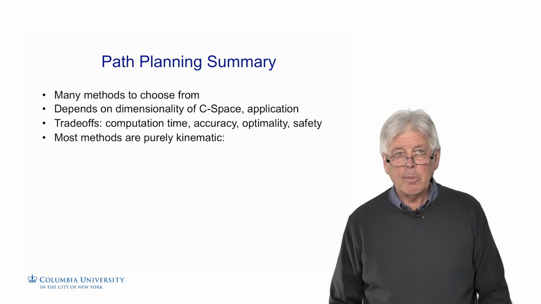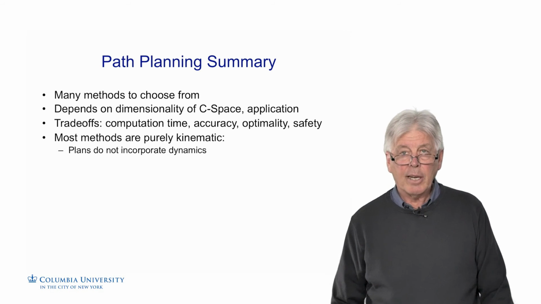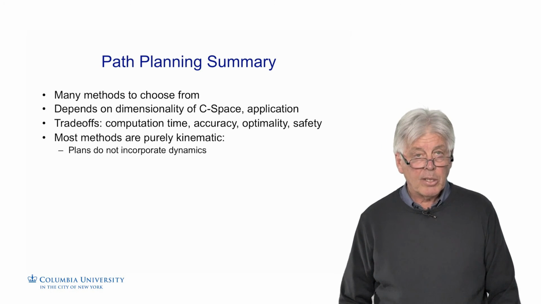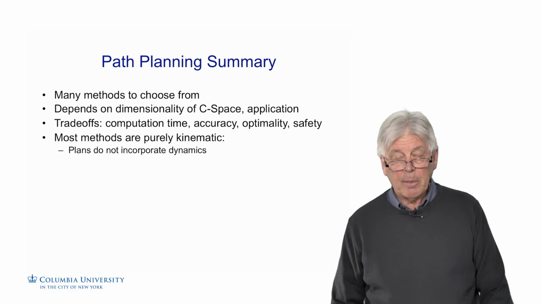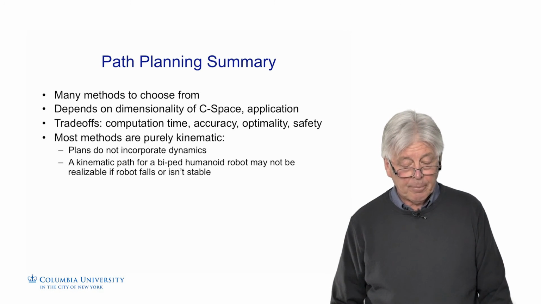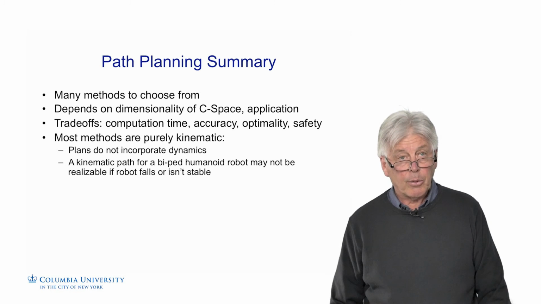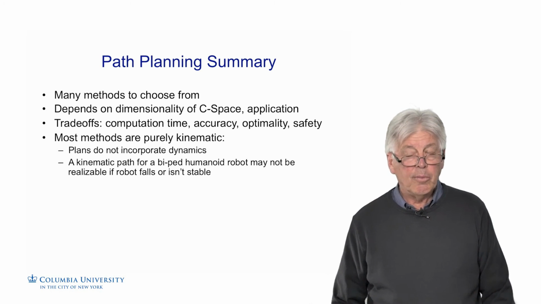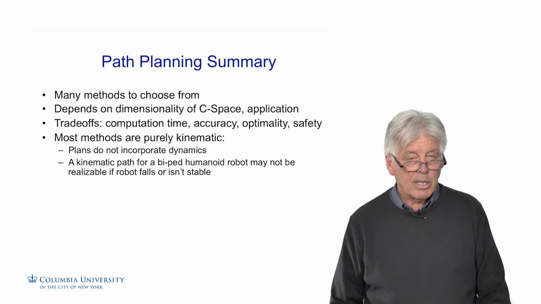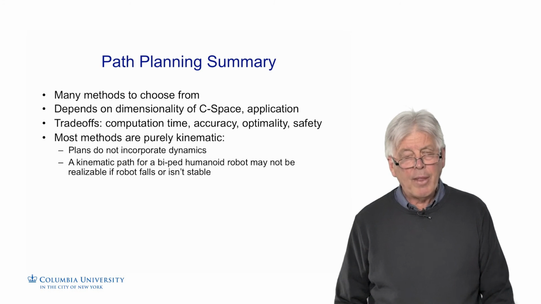Most of the methods we talked about today are purely kinematic, okay? They do not incorporate dynamics. Particularly when we talk about humanoid robots, we have a real problem. We can plan paths, okay, for a multi-jointed bipedal robot, but it may not be realizable if the robot will fall, if one of those configurations is where it falls and it's on the ground, okay? So we want to be able to have robots move with other constraints. In this case, there's a constraint due to stability and gravity. So how do we include that?